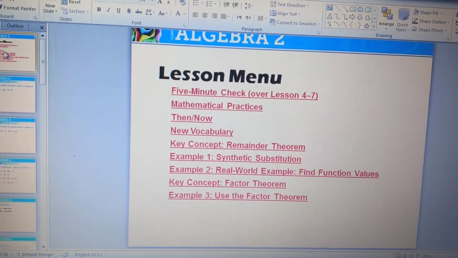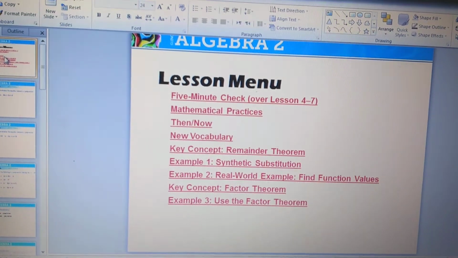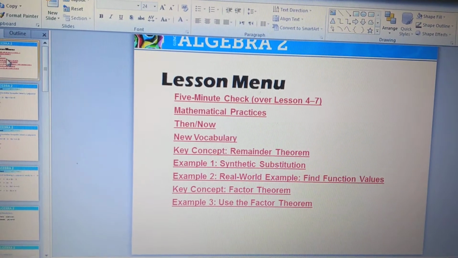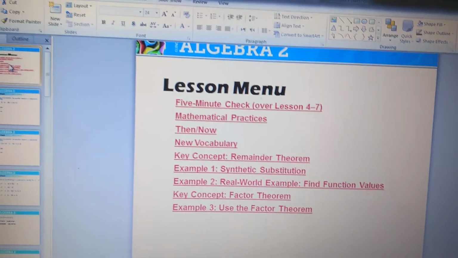Our lesson today is about the remainder and factor theorem. Before we start, as usual, we have some questions as revision for the previous lesson.